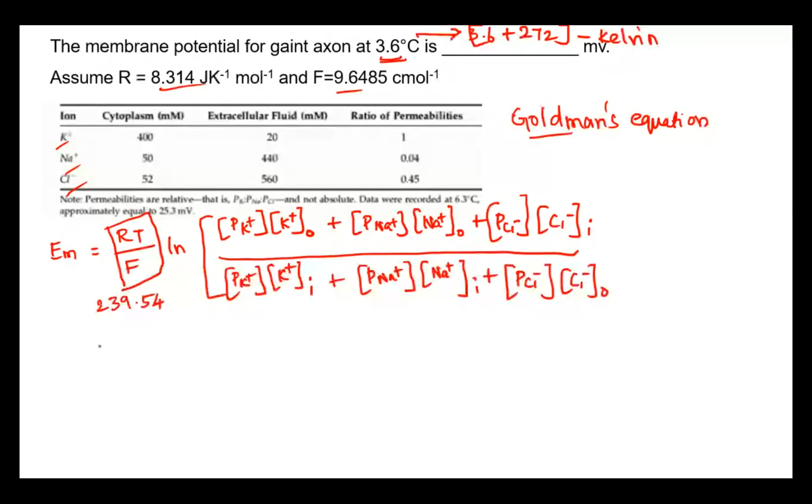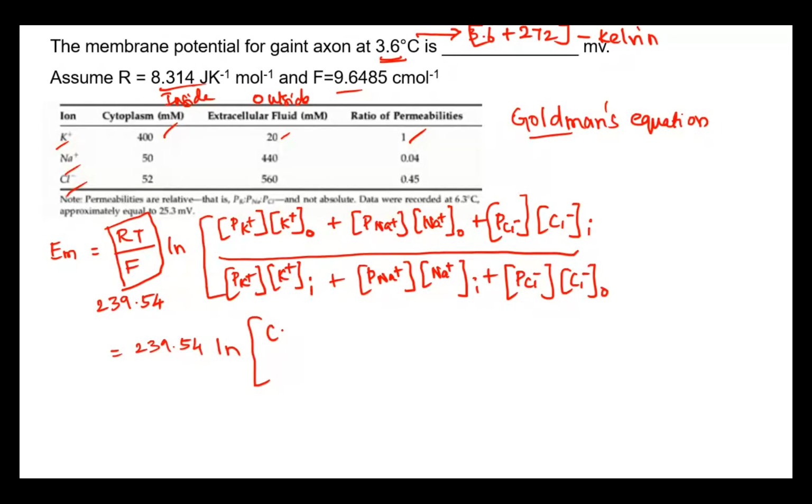If I solve this, I have 239.54. So I take the same 239.54, and I have a ln here, and the permeability of potassium. Just multiply and tell me very fast. This is permeability, and this is the cytoplasm, intracellular, and this is extracellular. This is inside, this is outside. Just multiplication. Quick. What is the permeability of K plus ion?